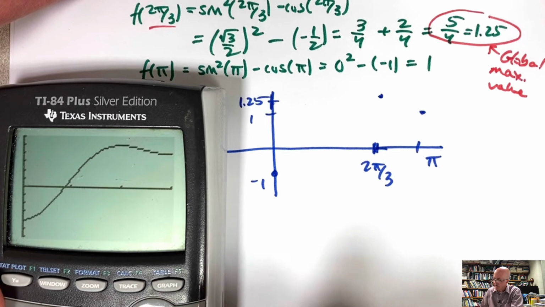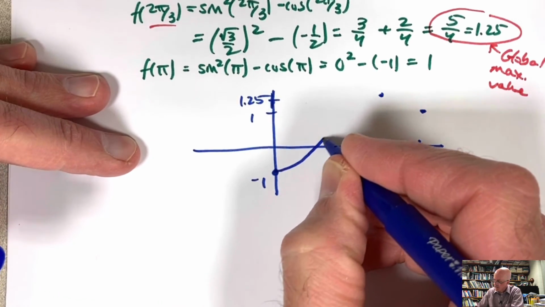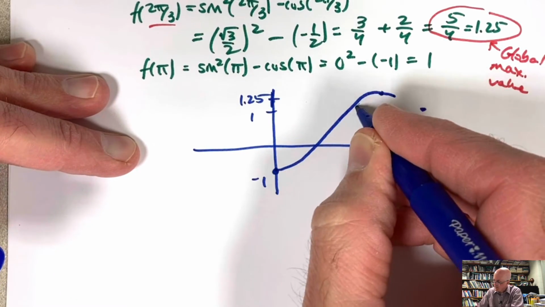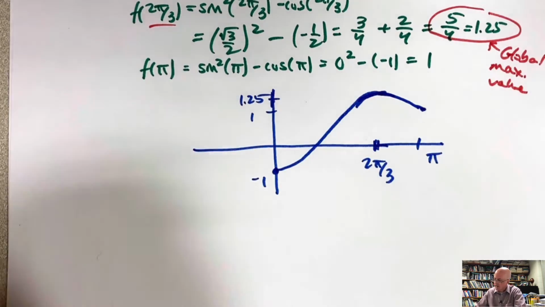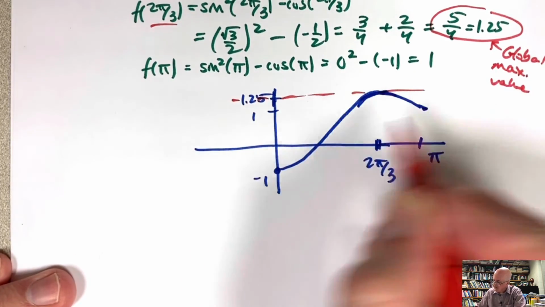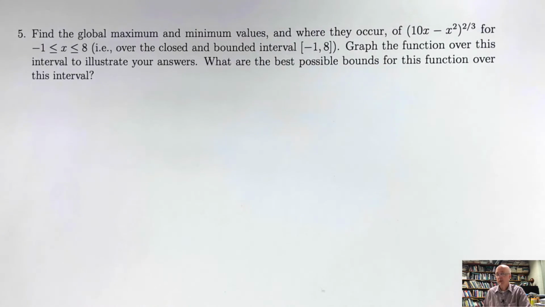Okay. Let's finish the graph by hand. Looks about like this. Oops. And again, best upper bound 1.25, best lower bound is negative 1 for the values of x in this interval. One more pure math example before we do our application.